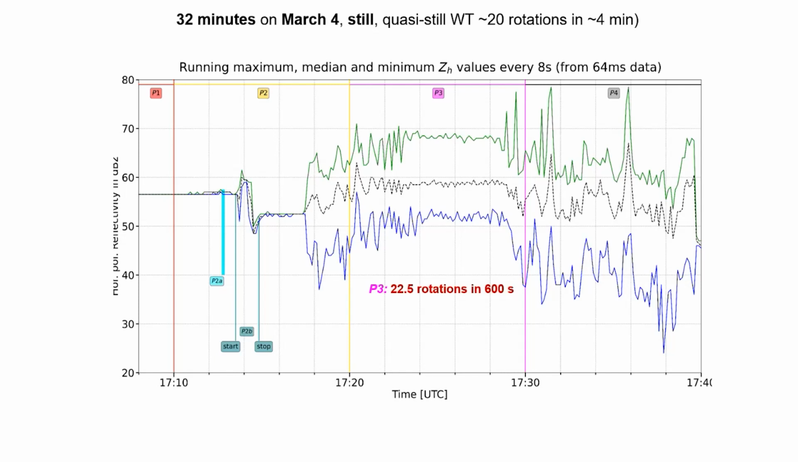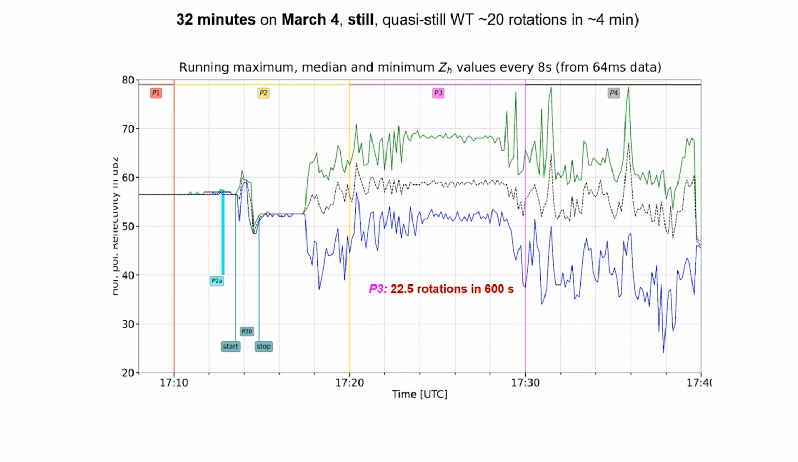But we see here 22.5 rotations. Probably only 2.5 rotations were at the beginning and the end. And then you have maybe 20 rotations in the 4 minutes that are in the central part here. And in this central part, you can clearly see that both the maximum and the minimum stabilized somehow. And probably this is due to the fact that the windmill was rotating faster.